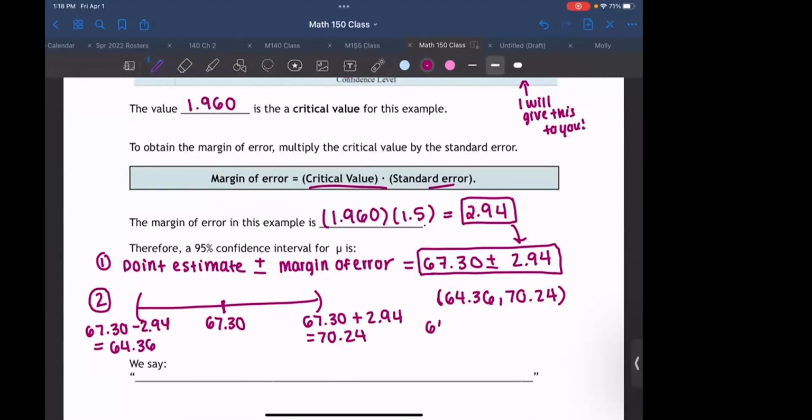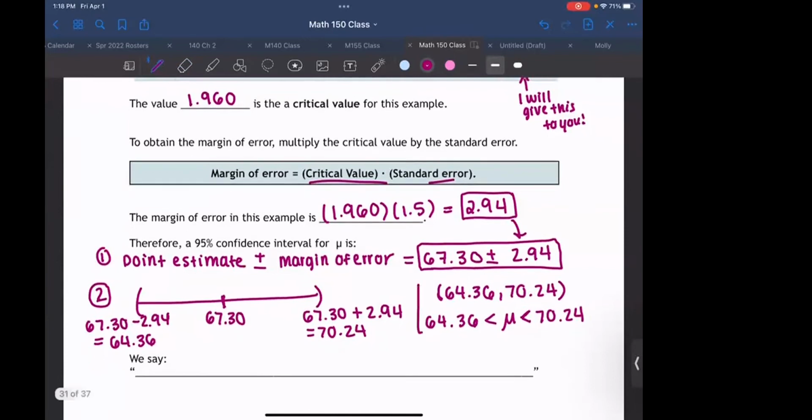We can take our lowest number, use a less than sign, and we're trying to calculate the population mean. So the population mean we're saying is in between the two numbers. So I'm just going to stick it in between the two things that I just got. It doesn't matter to me which one you use. I think the interval notation is a little bit easier because you don't have to remember the symbols here. But either way would be fine with me. This is another way to write your answer.